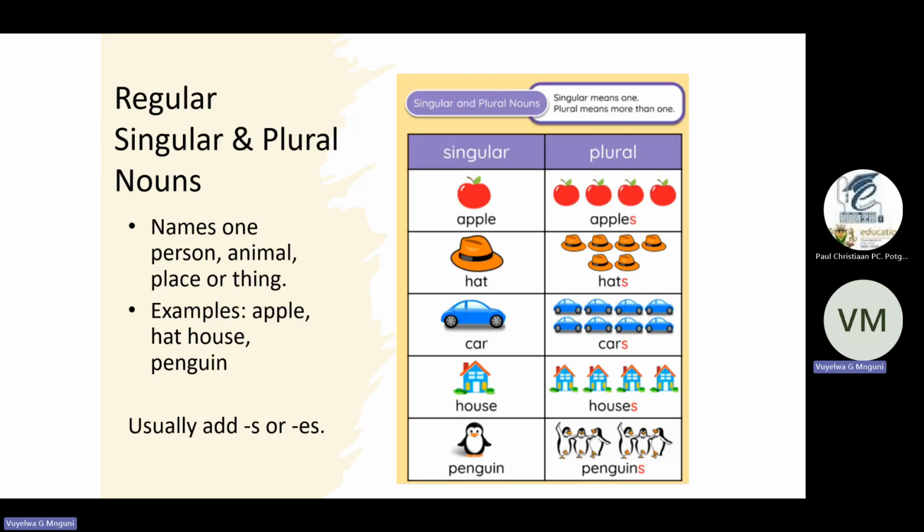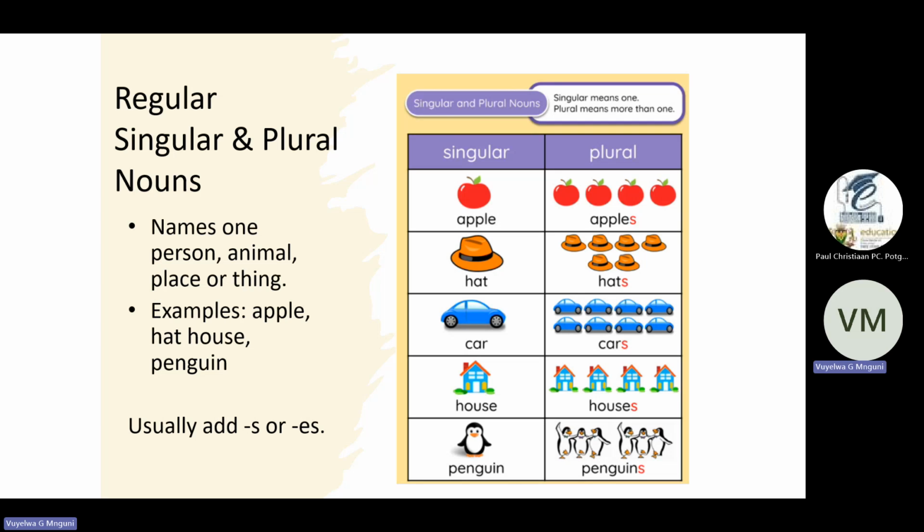What are singular and plural nouns? Singular nouns mean one. They name one person, one animal, place, or thing. While plural means a lot, or more than one.